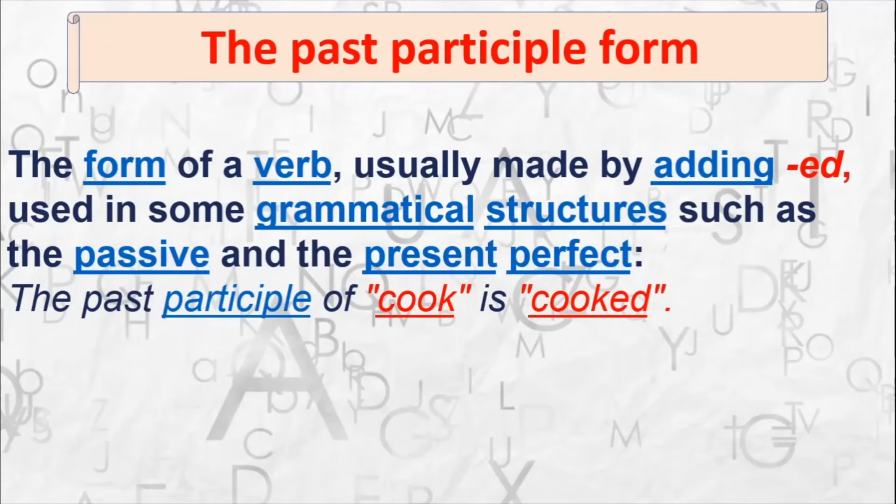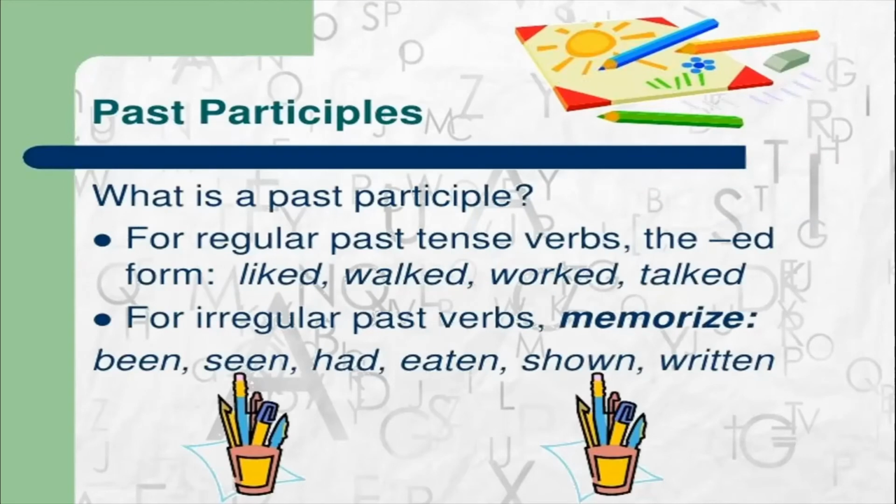So see, cook is cooked. Okay, so this could be the past participle or this could be the simple past also. I will show you examples to differentiate the two so you understand the past participle form better. So alright, so see, past participle. What is past participle?